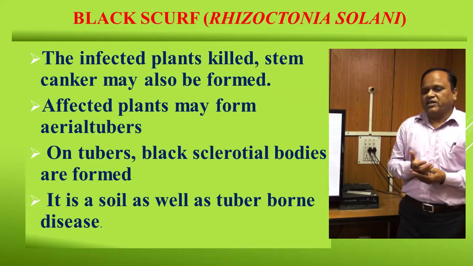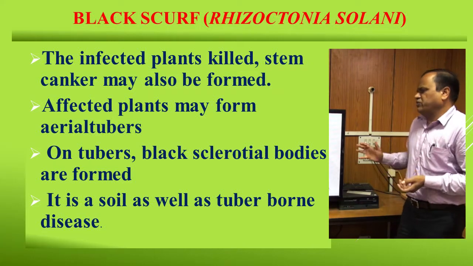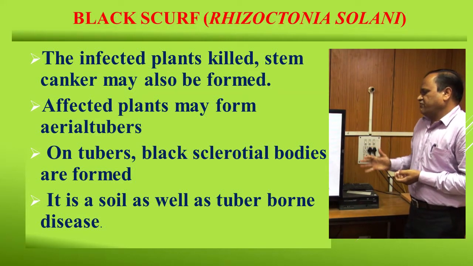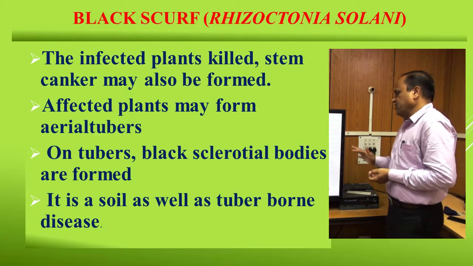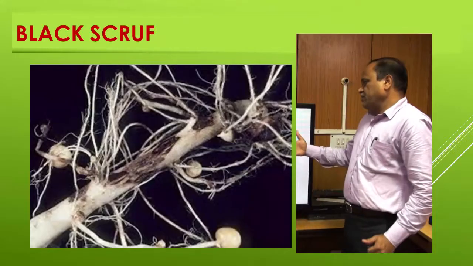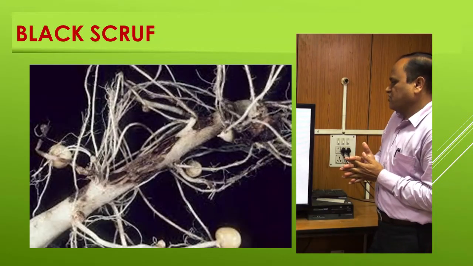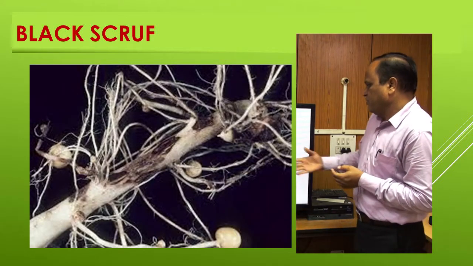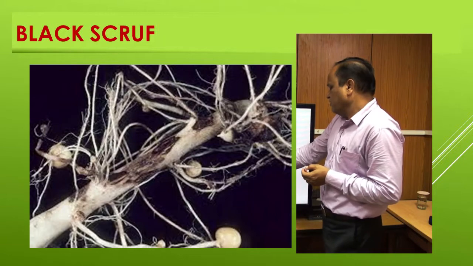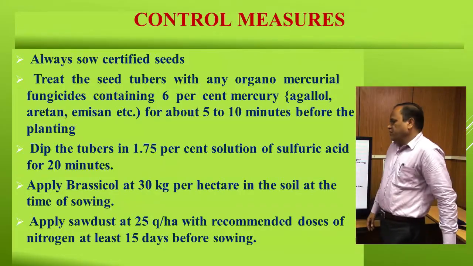It is a soil as well as tuber-borne disease. So black scurf is a soil as well as tuber-borne disease. Now these are the photographs of black scurf. You can see the black colored sclerotia. Now, the control measures.